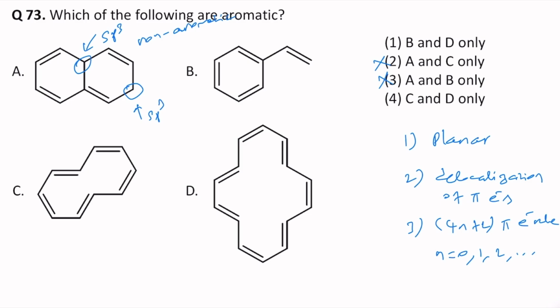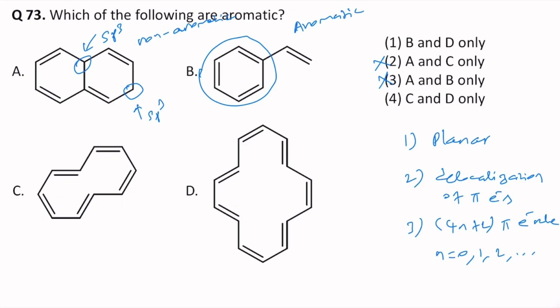For structure B, we should see only this, we shouldn't see the entire thing. Okay, we should see only the ring structure. So in the ring structure we have 6 pi electrons. So it is obeying the 4n plus 2 pi electron rule. Delocalization of pi electrons are there in the ring and it is planar. Therefore B is definitely aromatic.